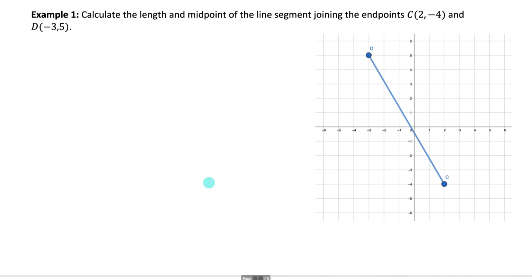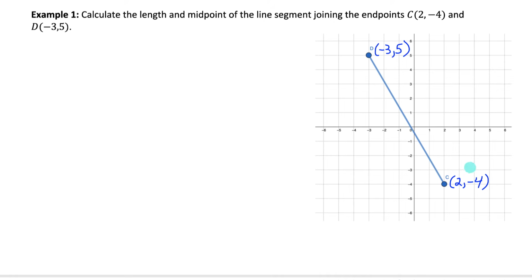Example 1 tells us to calculate the length and midpoint of the line segment joining endpoints C and D. I'm just going to label the points on the diagram. And now I'm going to decide which of these two points I want to be my first point and which one I want to be my second point. It doesn't matter which is which, but if we assign each of them to be the first or second point, then we can follow the formula more accurately.